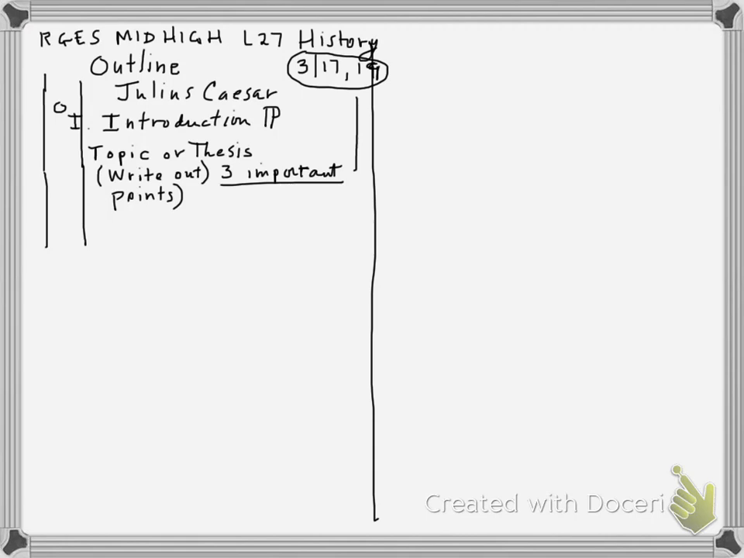So maybe the sentence that you would write in this, and I'm just going to scribble it out, you might say: Julius Caesar, a famous Roman general, was assassinated at the Roman Senate and almost became the first Roman emperor, making his life a shift from the ancient Roman Republic to the modern Roman Empire.